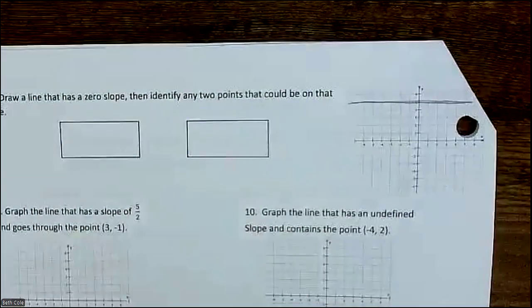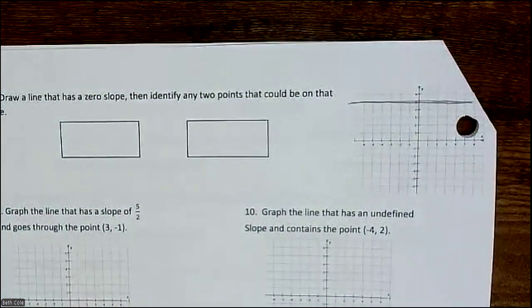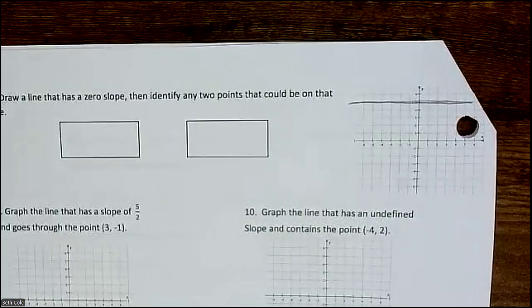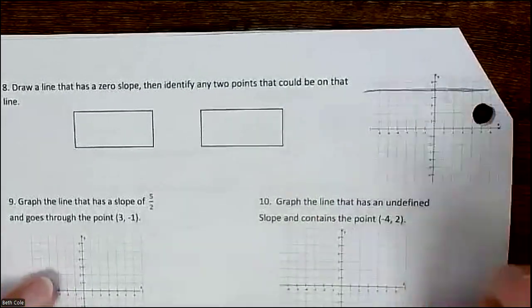I drew mine at 5. Do whatever you want. What is it called when it's the other way, instead of 0? It's called vertical and undefined. Good. Perfect. Awesome. Now it says wherever you drew your line, I drew mine at 5.